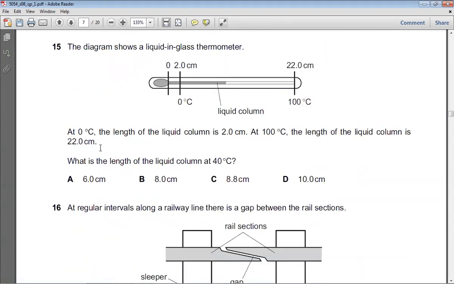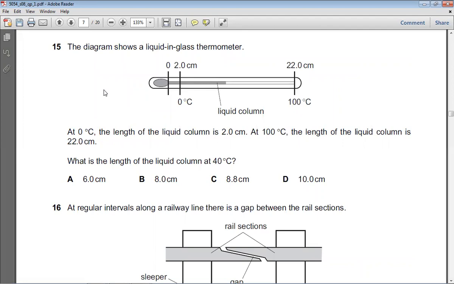Question number 14. The diagram shows a liquid in glass thermometer. At 0 degrees centigrade, the length of the liquid column is 2 centimeter. So L0 is 2 centimeter. At 100 degrees centigrade, the length of the liquid column is 22 centimeter. What is the length of the liquid column at 40 degrees centigrade? So when the temperature will be 40, what will be the length of the liquid column?